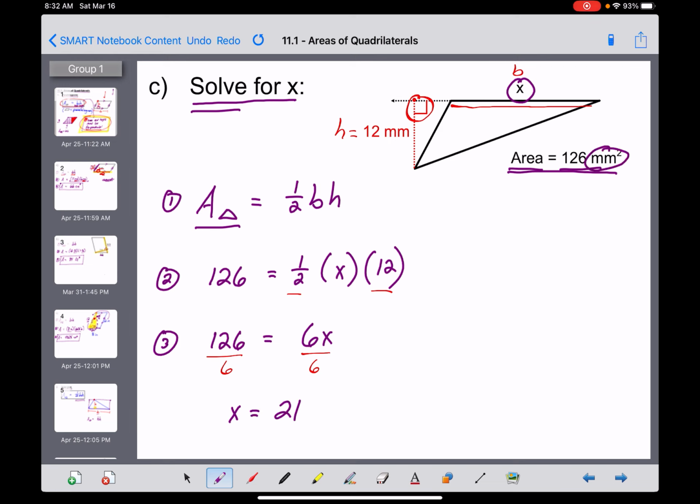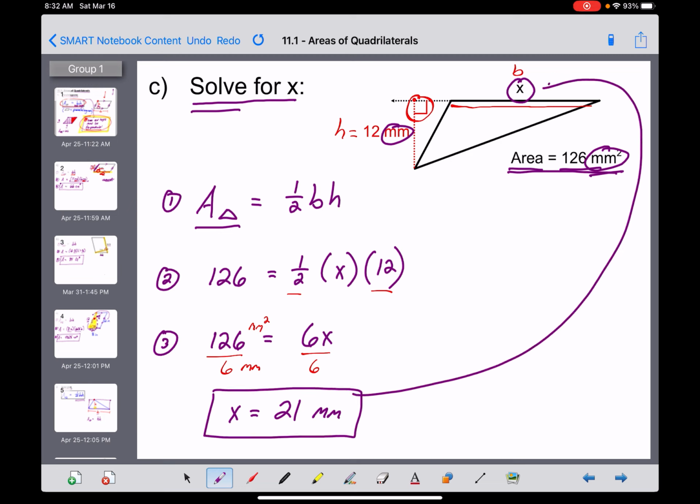Everything you'll notice that was measured in area was square millimeters and height was millimeters. Really what's happening here, guys, is this is 126 square millimeters divided by 6 millimeters, and square millimeters divided by linear millimeters is going to get us just millimeters again, because we're not finding an area right now, guys. We're finding a length in this figure. So 21 millimeters would be our value there for x.